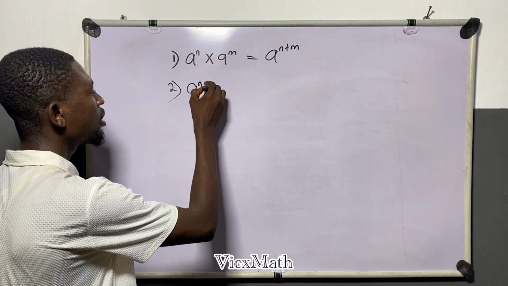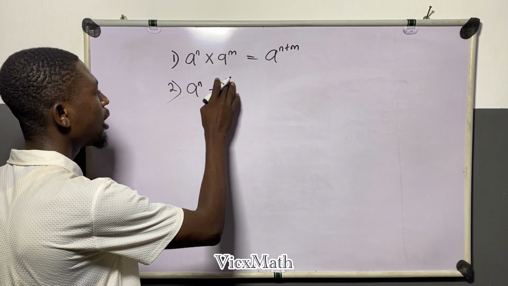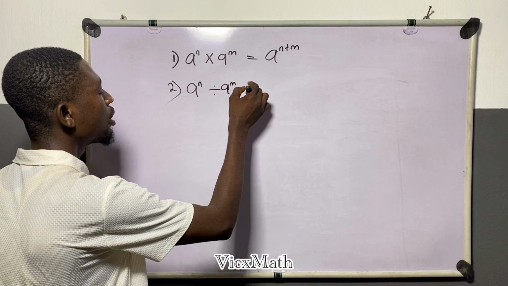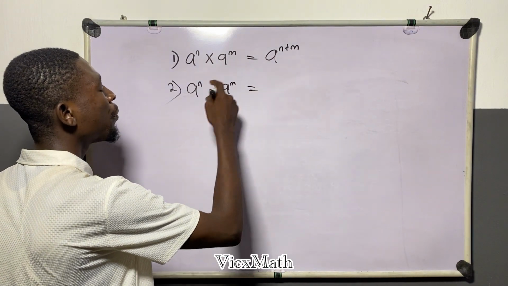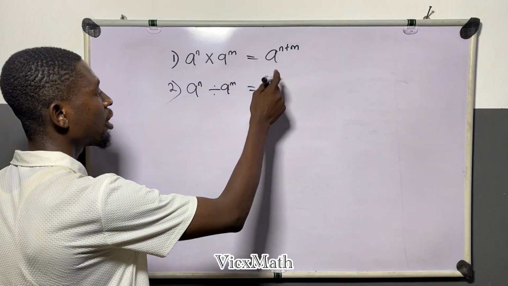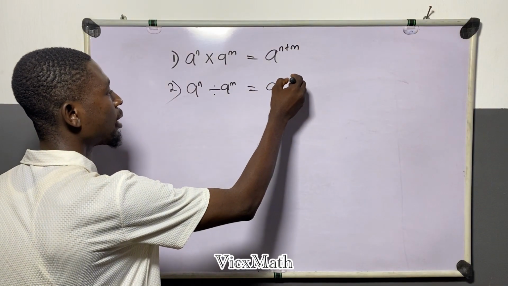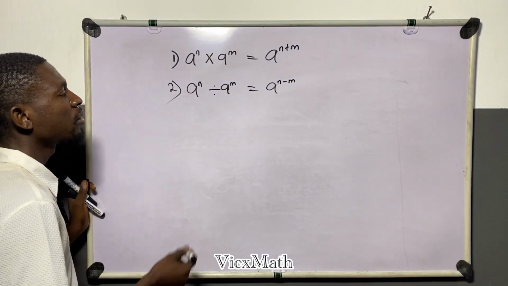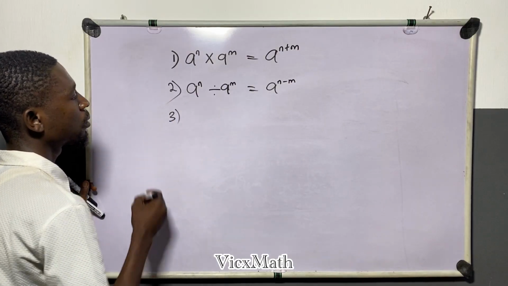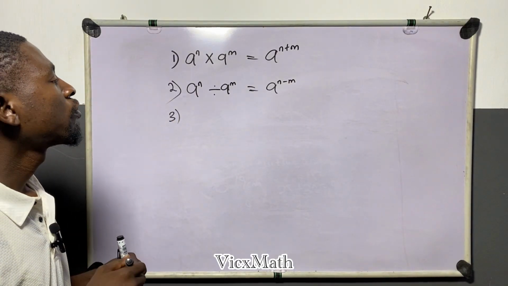Second law, the division law of indices. Imagine you have the same thing divided by a raised to the power m. This will still give us, you pick one of the bases, which is a. This is a. You do n minus m. You understand? So now we have another law. Are you with me? Please follow through.